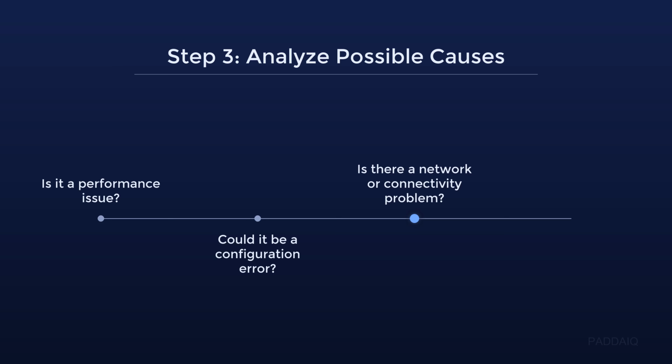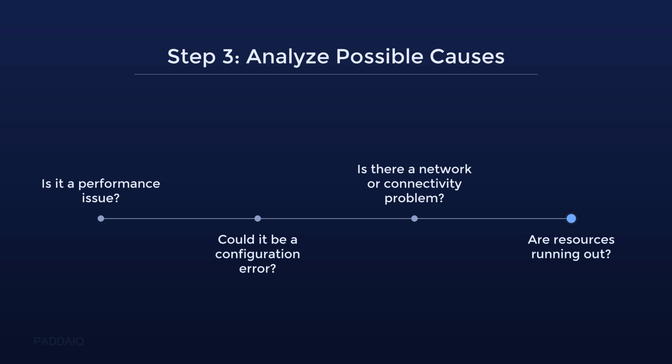Is there a network or connectivity problem? This means checking if your application can communicate with other services or the internet. For example, if your app cannot retrieve weather data from an external API, the network connection might be blocked. Always verify connectivity early, as it is a frequent source of issues.